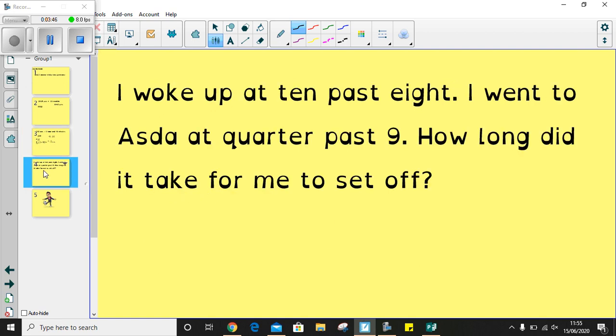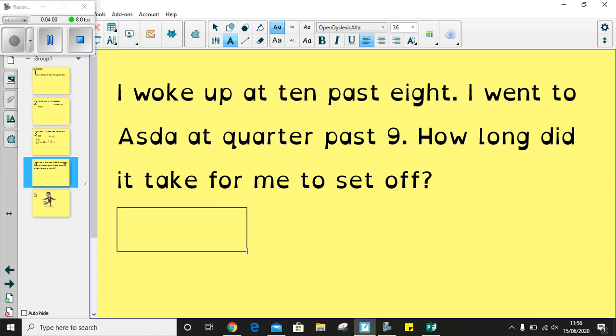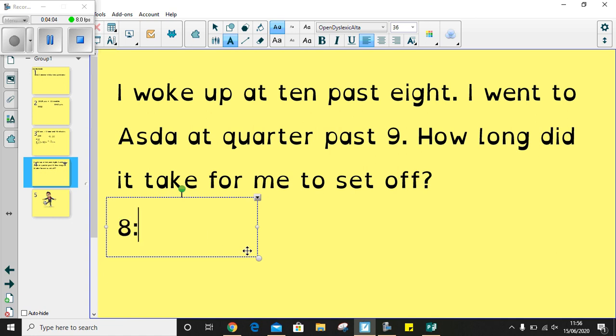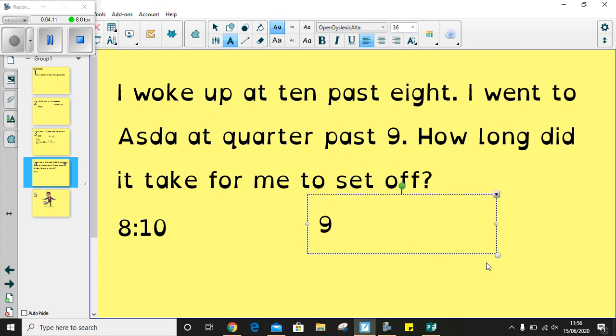Next question we're going to look at, bit of a word problem this one. I woke up at 10 past 8. I went to Asda at 9:15. How long did it take me to set off? So I've got 2 times to start off with. I've got 10 past 8, so we're going to turn that into 8:10. And I've got 9:15. And I need to find the difference between these 2 times.